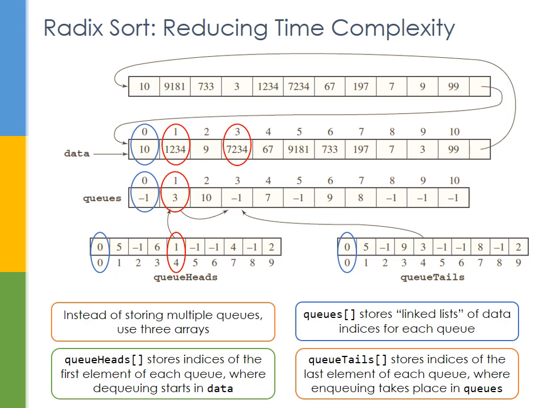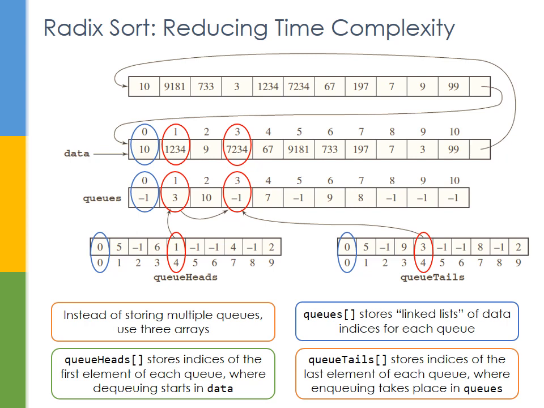The value stored there is 3, which means for the next value we need to look at subscript 3 in the data array, and we see that value is 7,234, which is the second value contained within that queue. We can then look at subscript 3 in the queues array, and we see a value of -1 stored there, indicating that there are no further elements within this queue. So in other words, we have two values in this queue, 1,234 and 7,234, and those both fall within this queue.